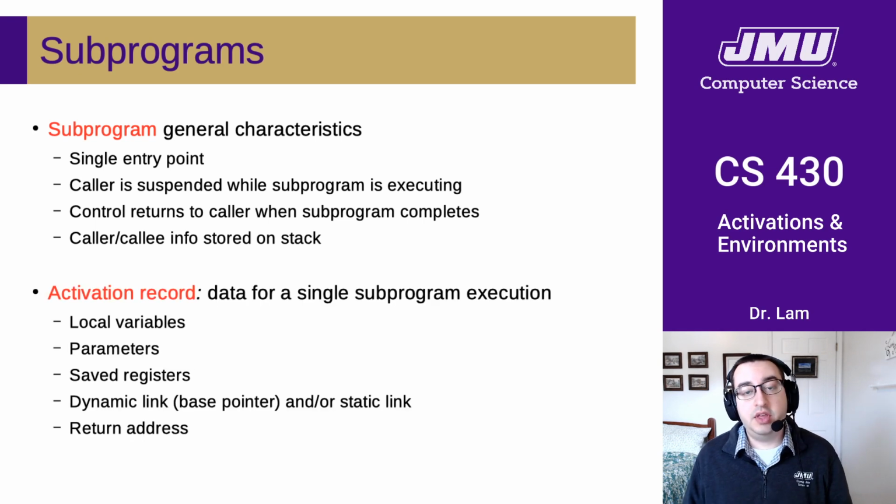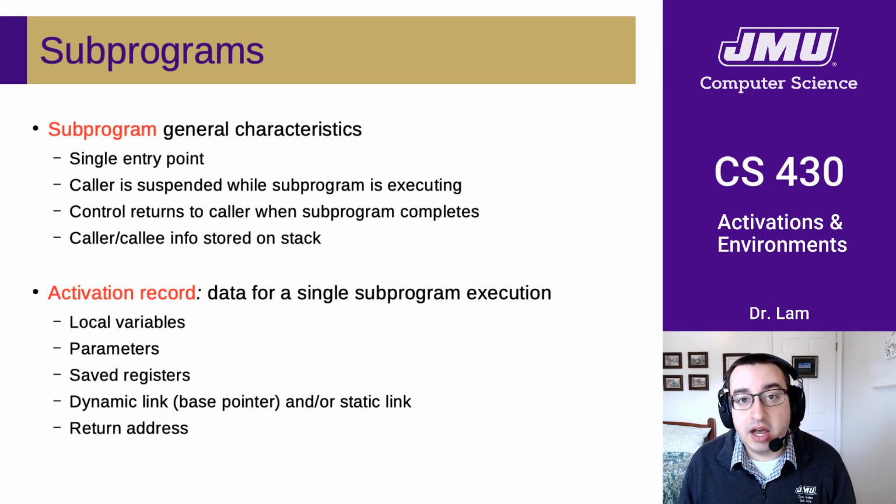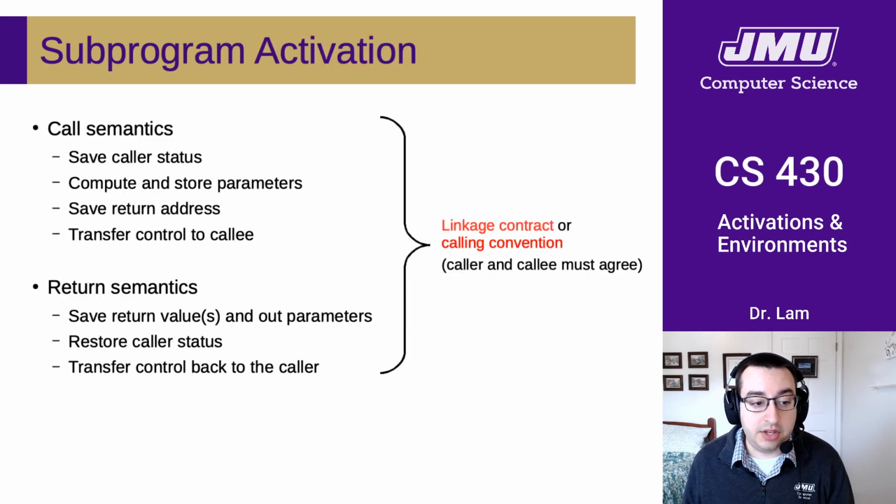And the way this works is that every subprogram that is running has a little region of the stack that is called its activation record. And this contains information about that active running function, such as the local variables to that function, any parameters that were passed to that function, any saved registers for that function, a dynamic link which points to the beginning or an anchor point in the previous activation record on the stack, and then of course a return address which tells the callee where to return control to when it's done.